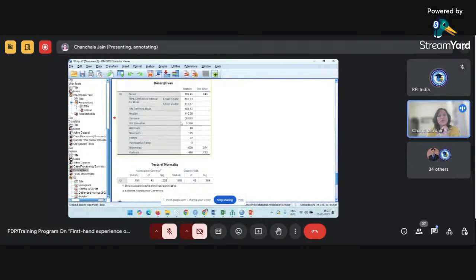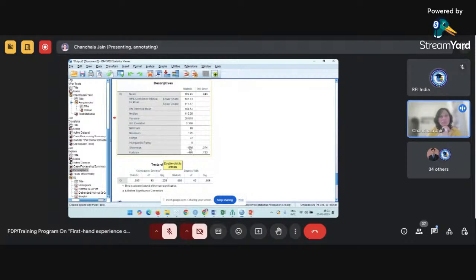Variance of IQ is 28.81. Standard deviation is 5.36. Minimum of the IQ is 99. Maximum of the IQ value is 121. Range is the difference of these two, which is 22. The interquartile range is 9. Skewness is minus 0.38 and the kurtosis is minus 4.88, right?